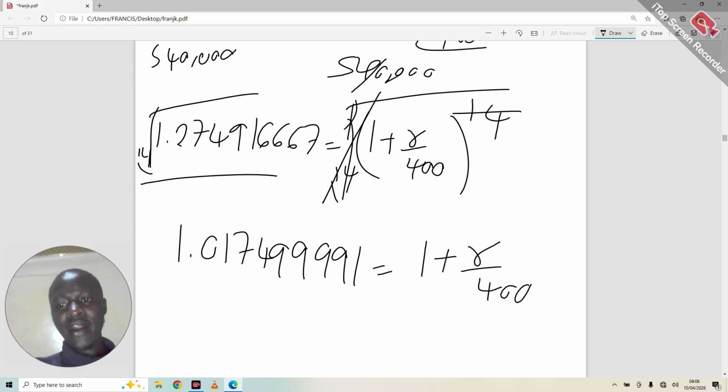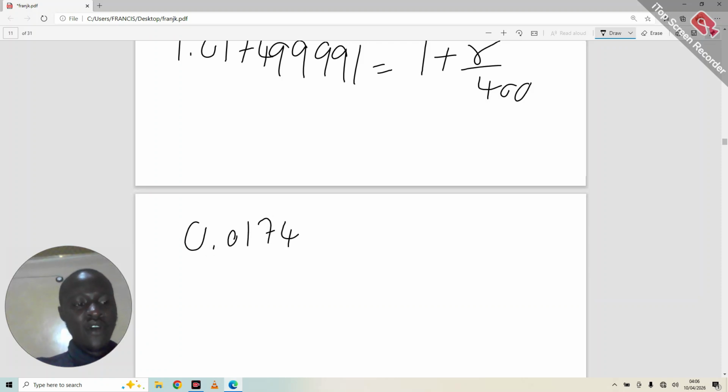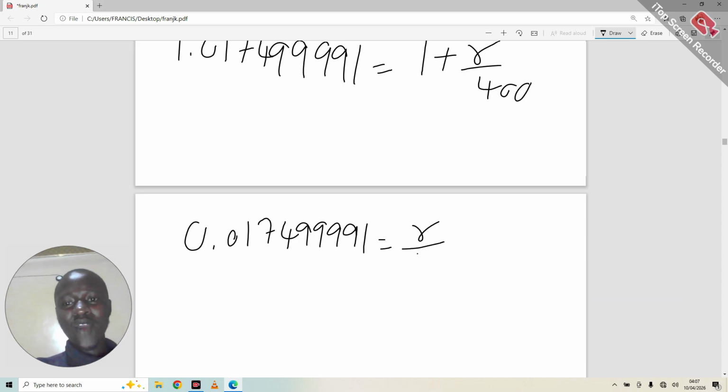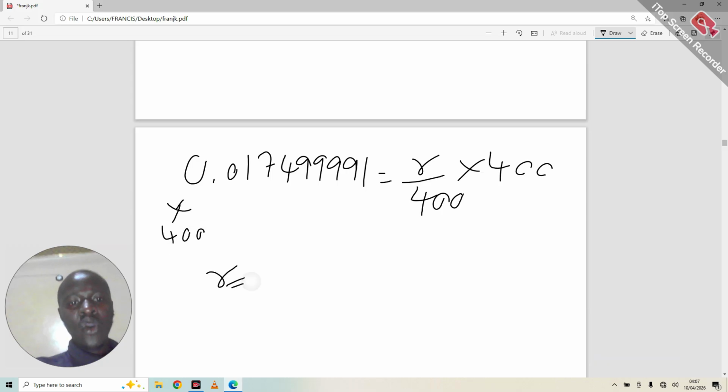all over 400. When 1 crosses the equal sign, we have 0.017499991 equals r all over 400. If you want to get the rate, multiply both sides by 400. What is our rate? Very much easy.